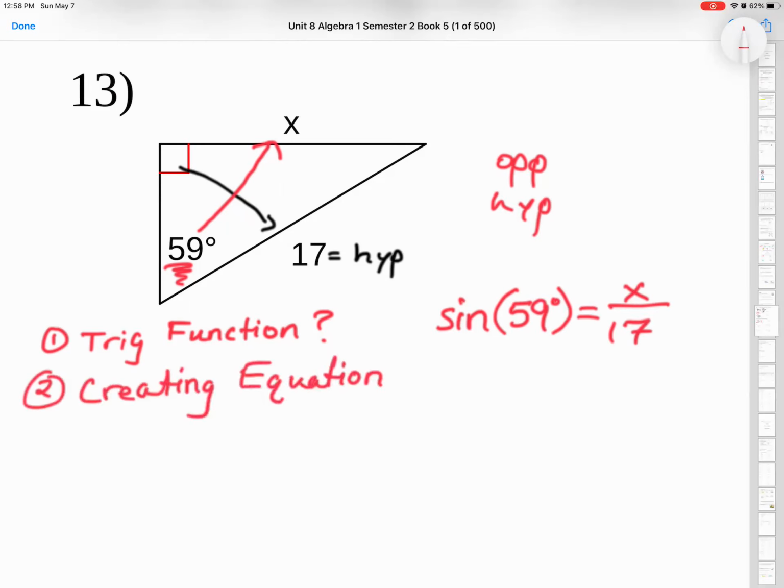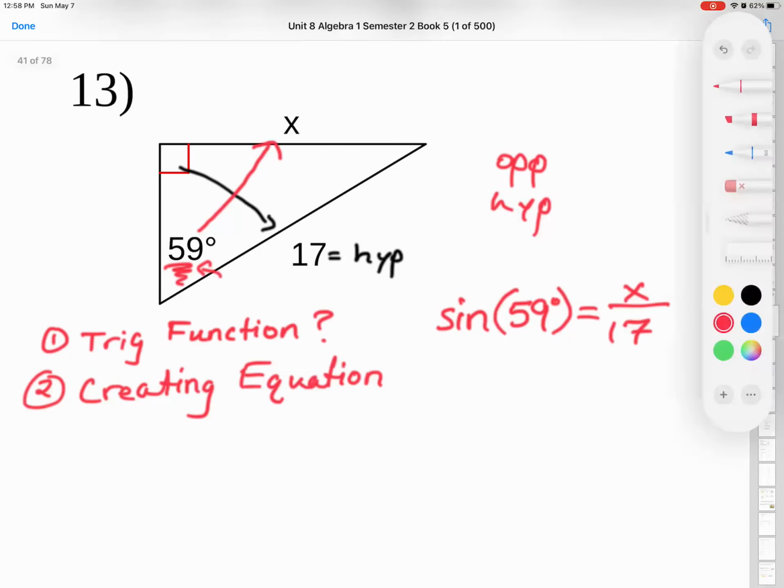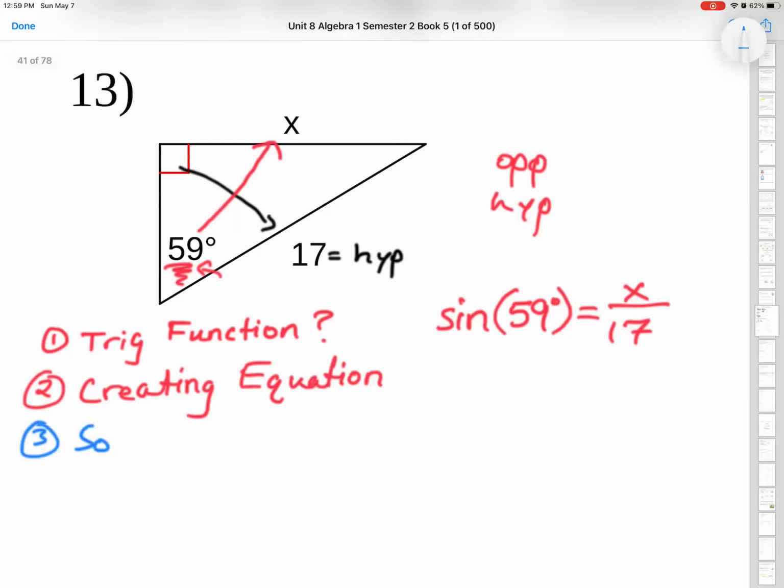So here's our equation. Again, we had to use the sine function. There's our angle measure that we had to use it with. 59 degrees is equal to the opposite of that 59, which is x, over the hypotenuse, which is 17. Now step 3 is going to kick in. We have to solve for x. And so really this is where a lot of your algebra skills just kick in.